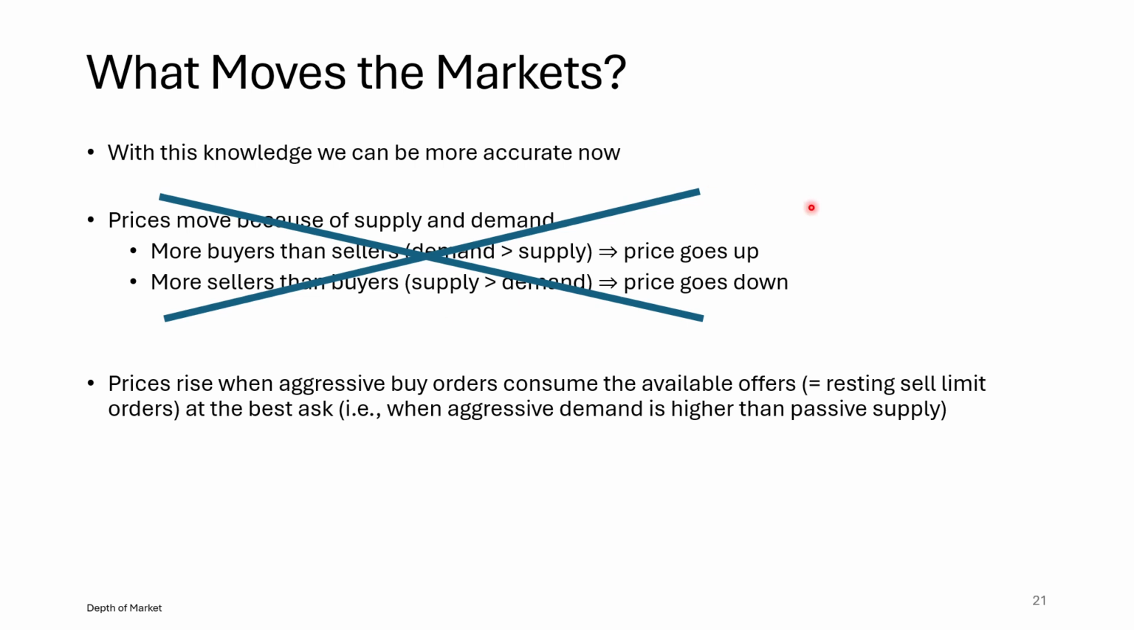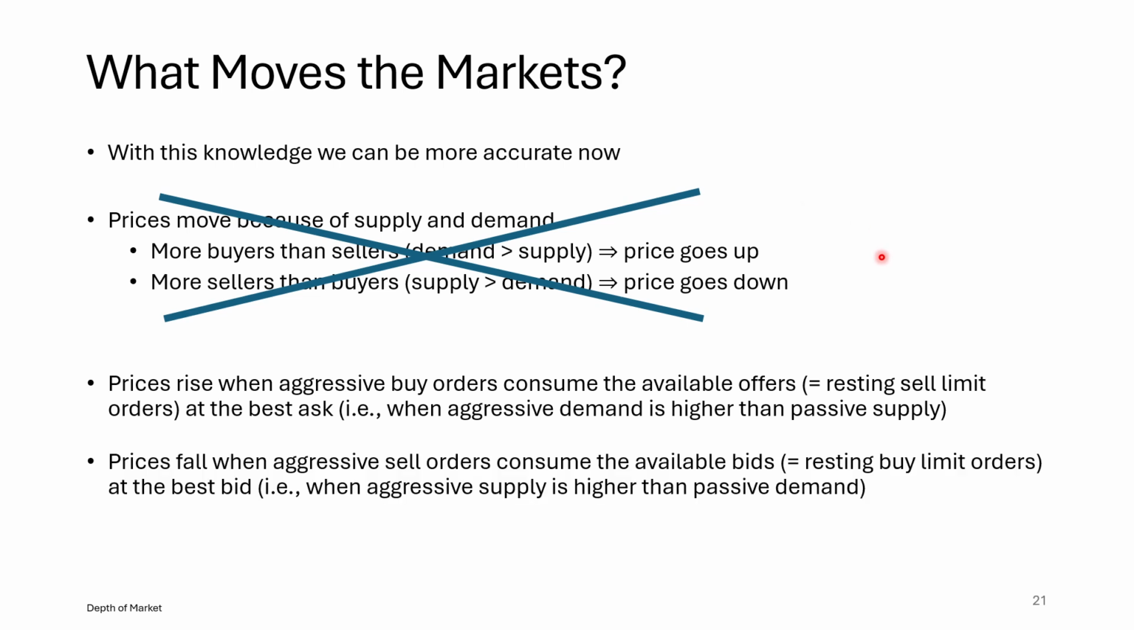We can say prices rise when aggressive buy orders consume the available offers, which are the resting sell limit orders at the best ask. Or in other words, when aggressive demand is higher than passive supply. And on the other side, we can say prices fall, so the prices go down, when aggressive sell orders consume the available bids, or in other words, the resting buy limit orders at the best bid. So that means when aggressive supply is higher than passive demand.